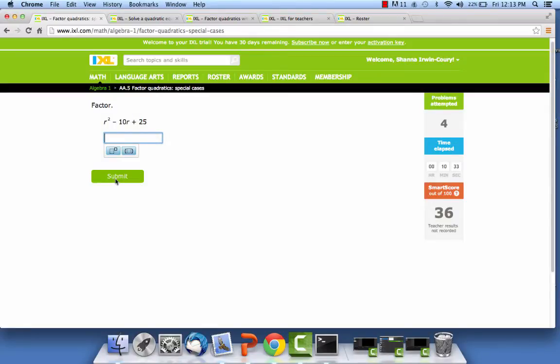Okay, this one's a little simpler, and because there's just a 1 right there, all we have to do is look at the middle term, so it's not a difference of squares. We look at the negative 10, take half of 10, 5, square it, 25. So this one is a perfect square trinomial, so we take r minus 5, squared.